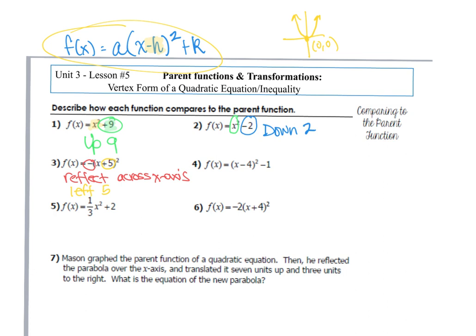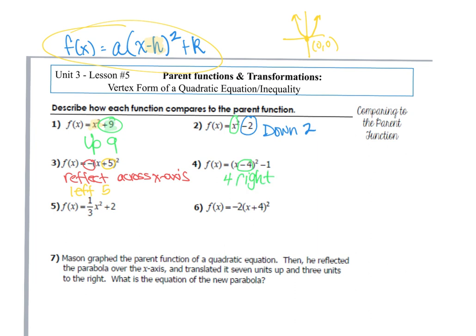On number 4, we have f of x is equal to x minus 4 in parentheses squared minus 1. So again, vertex form. I like the way this one looks. We have minus 4 inside the parentheses. When we pull it out, remember, we could take this part, set it equal to 0 and solve for x. It takes on the opposite sign when we do that. So it comes out as a positive 4, which means 4 spaces right.